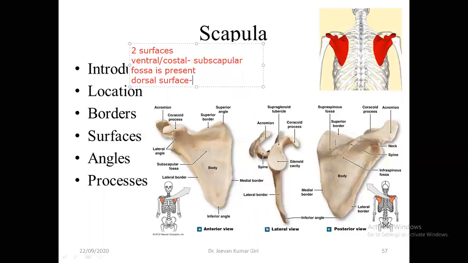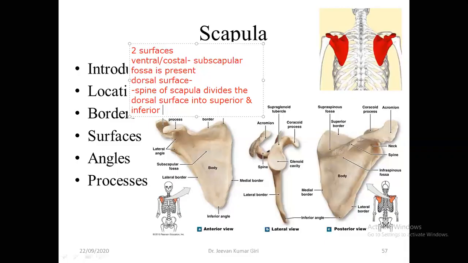Now if you see the dorsal surface, it is divided into an upper part and a lower part by the presence of this structure. Due to the presence of the spinous process or spine, the spine of the scapula divides the dorsal surface into superior and inferior parts. Now see here, this whole surface is the dorsal surface.